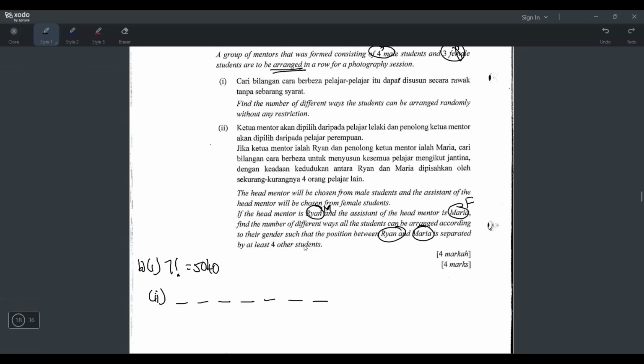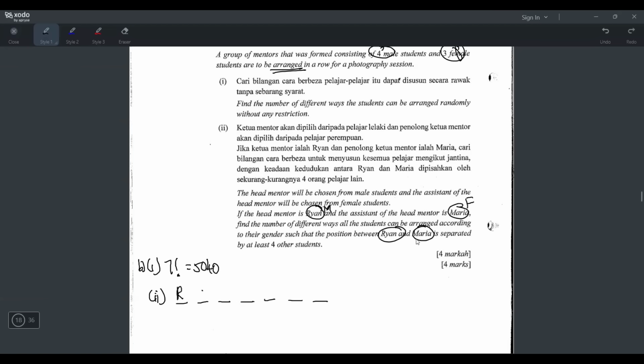Okay, so you need to separate Ryan and Maria. It means Ryan and Maria cannot sit near together. There has to be a gap between Ryan and Maria, and it has to be at least 4 other students separating them. So let's assume that Ryan sits here, right? So where should Maria sit? Can Maria sit here?